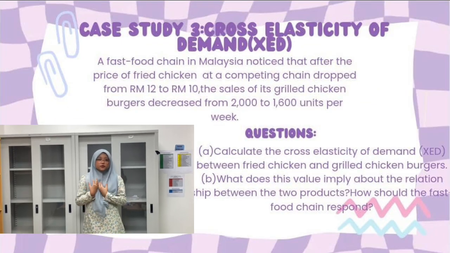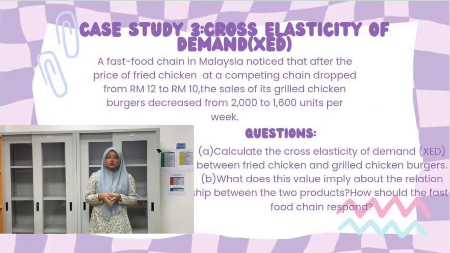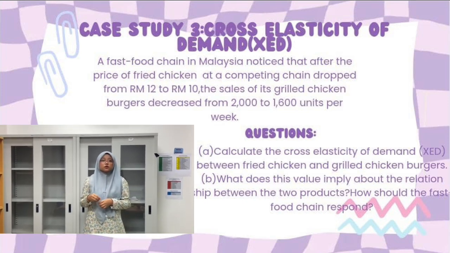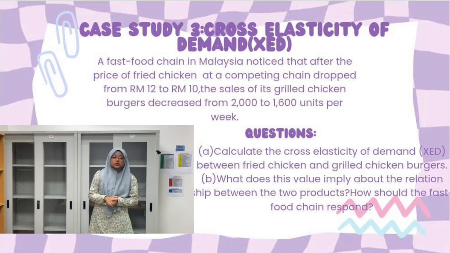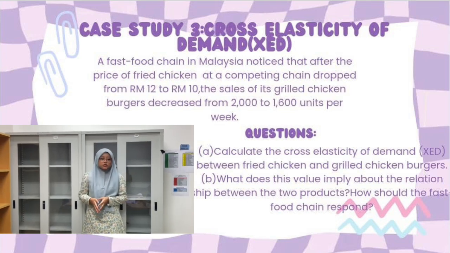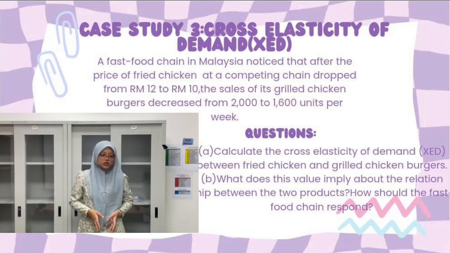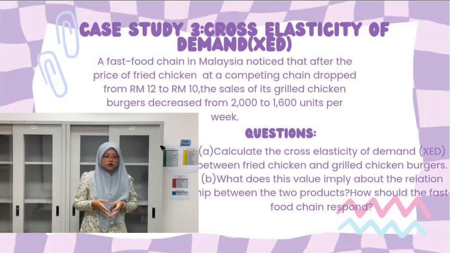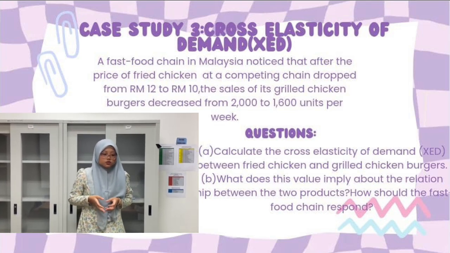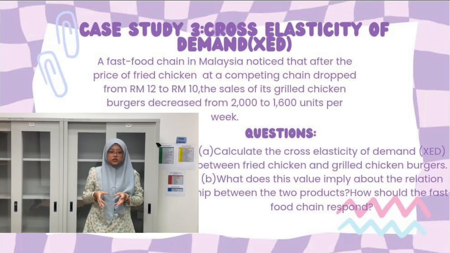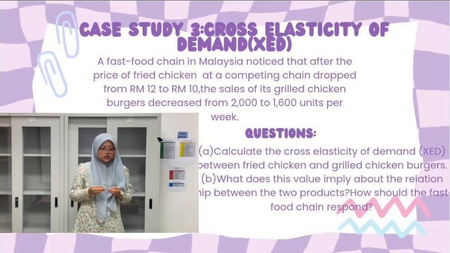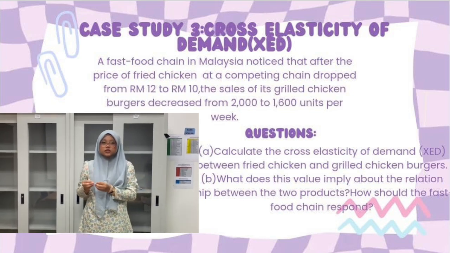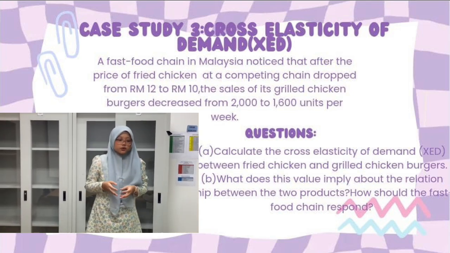Assalamualaikum. I'm Batisha Bidil Shimi, and my ID number is PMI 2403-019. So I cover case study 3, cross elasticity of demand. A fast food chain in Indonesia noticed that after the price of fried chicken at the chain dropped from 12 ringgit to 10 ringgit, the sales of its grilled chicken burgers decreased from 2,000 to 1,600 units per week.